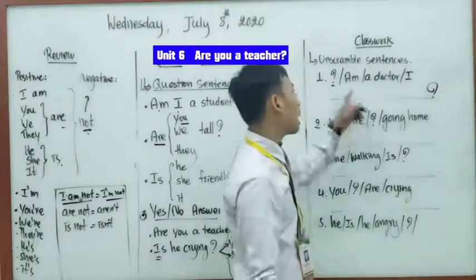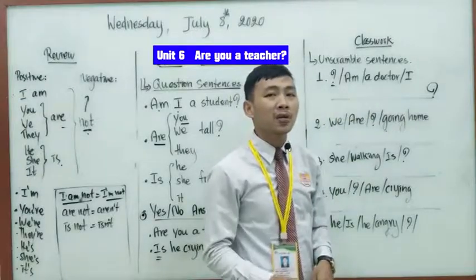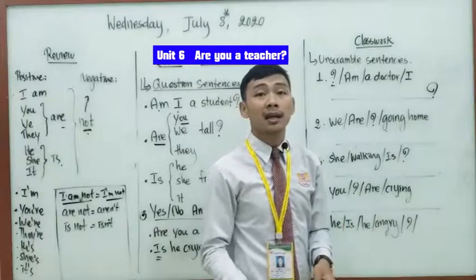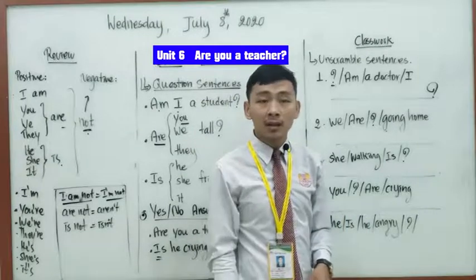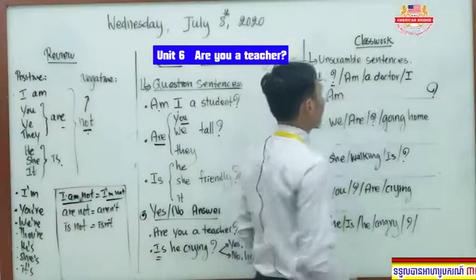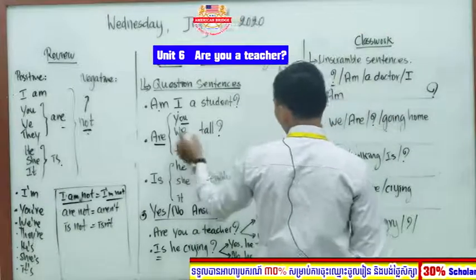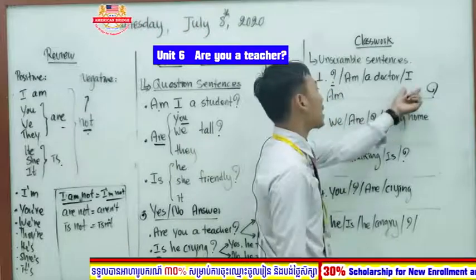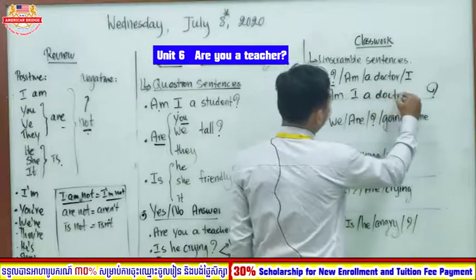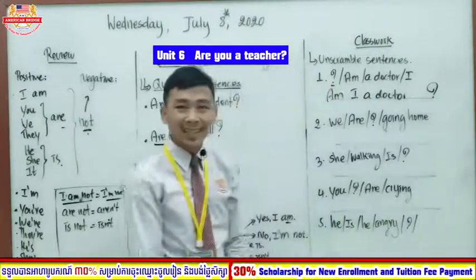Question mark. Am here, what is it? What do we call it? Verb be. Verb be in the question sentence, where does it stand? Yes, sure. It stands at the beginning of the sentence, right? Good. So we put am here. And then after am, what do we need? Based on the rule, subject. So where is the subject? I, right? I. A daughter. Am I a daughter? And then question mark. Understand?